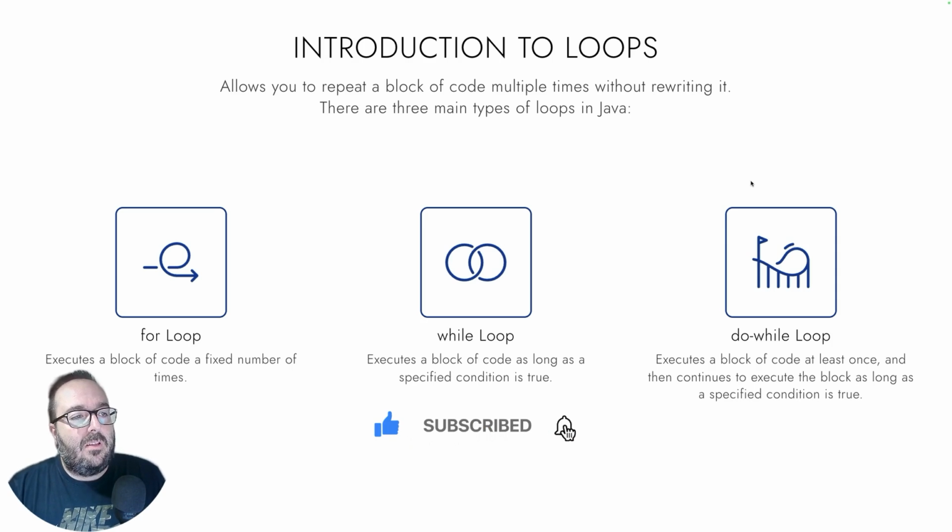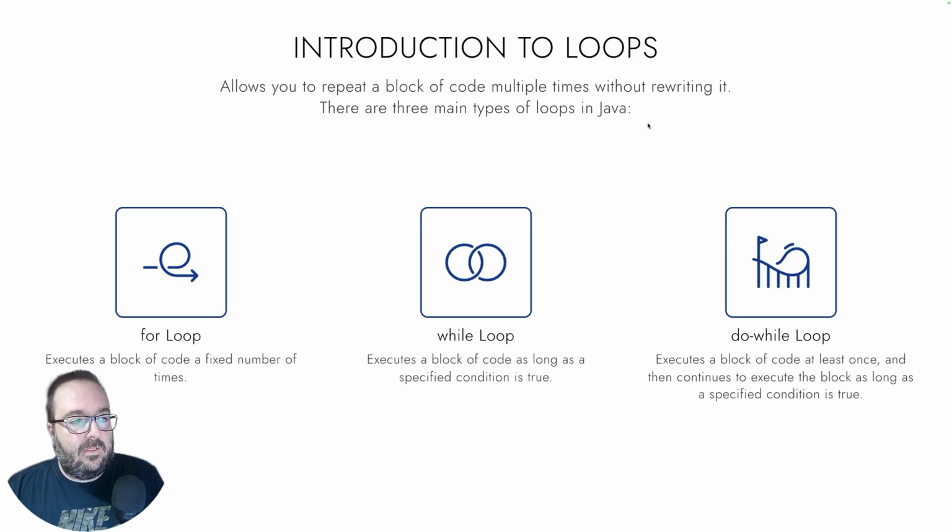Loops allow us to repeat a block of code multiple times without rewriting it. We have three types of loop. The for loop executes a block of code a fixed number of times. The while loop executes a block of code as long as a specified condition is true. And last, the do while loop executes a block of code at least once, and then continues to execute the code as long as a specified condition is true.